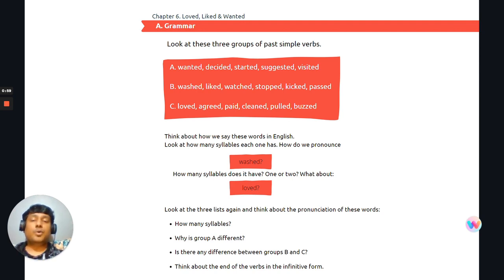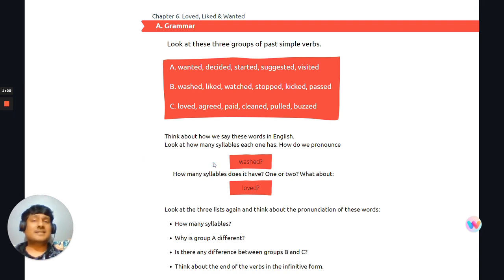Now, we are then prompted to think about how we say these words in English. I've just told you how to say them, and then we are asked to look at how many syllables each one has and how do we pronounce the words. Okay, so the first word we are given is the word washed.